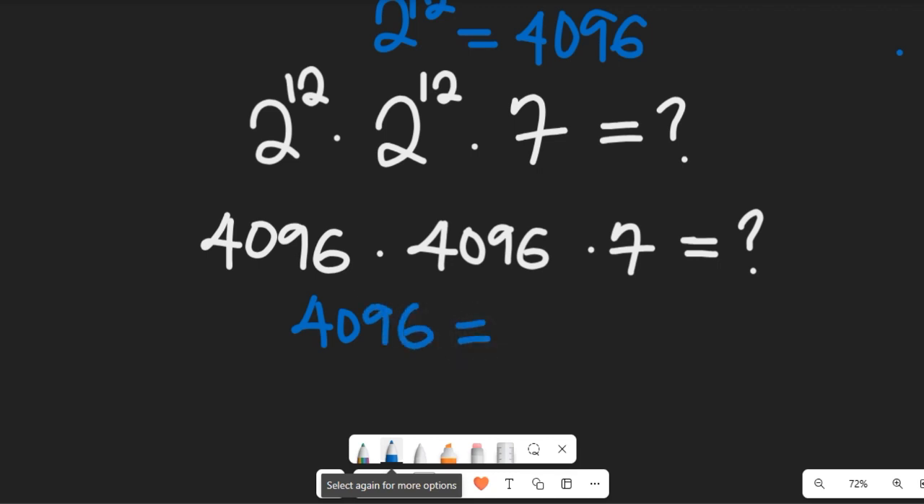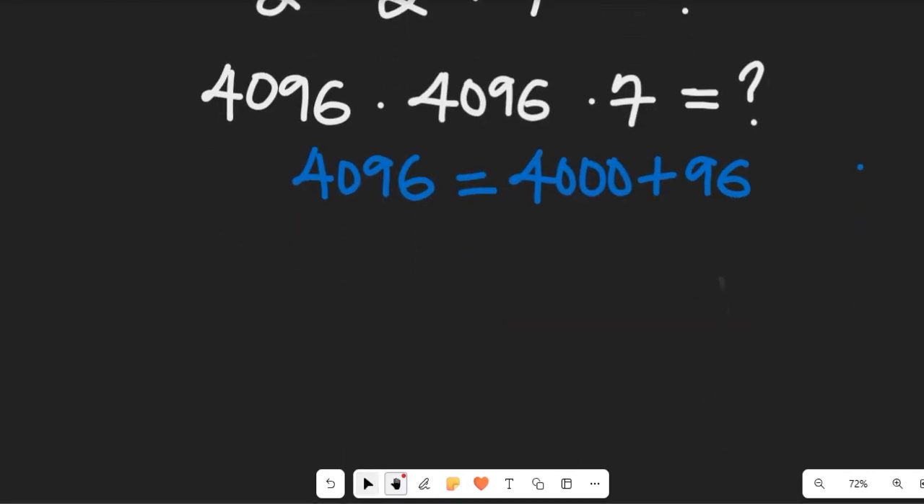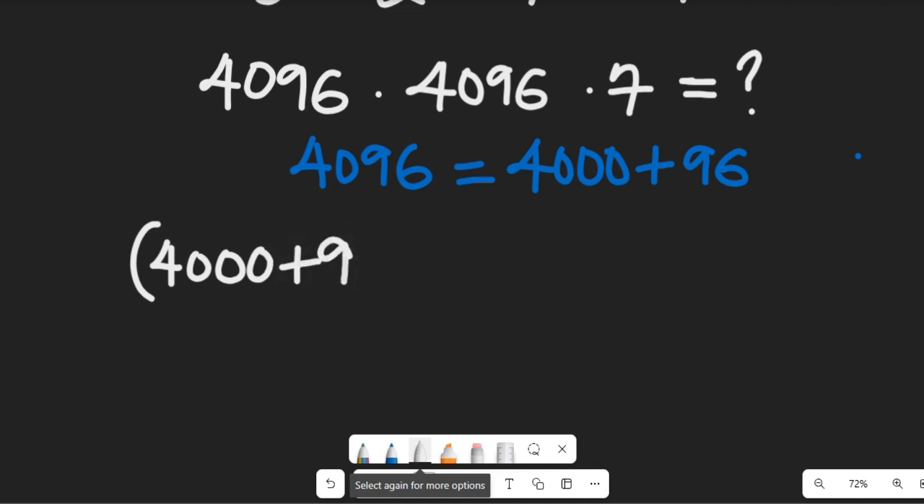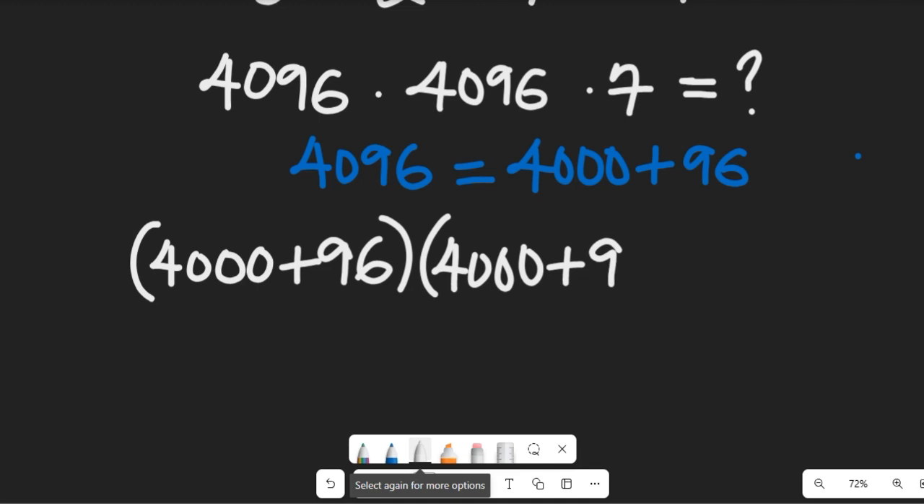4096. If I break 4096, that will give me 4000 plus 96, right? And I don't want to use my calculator. So at this point, I'm going to simplify this. This part will give me 4000 plus 96, right? The other part will give me 4000 plus 96, and this will multiply 7. This will give me what?